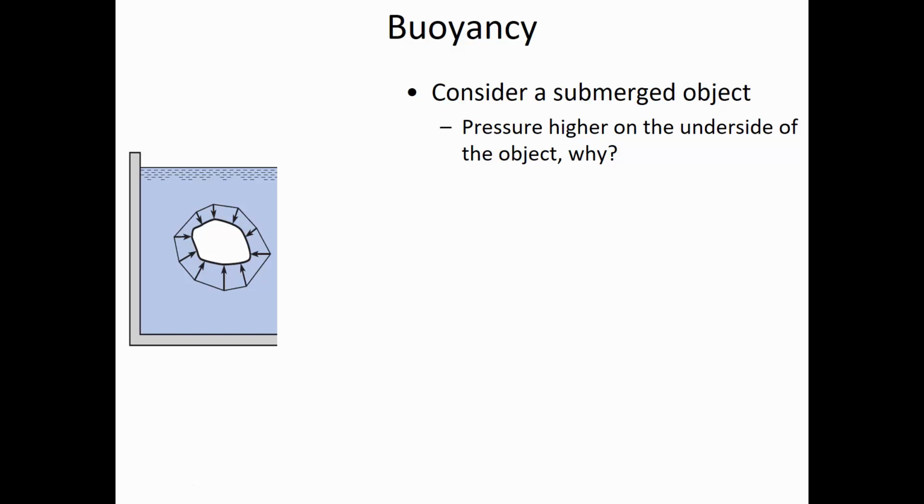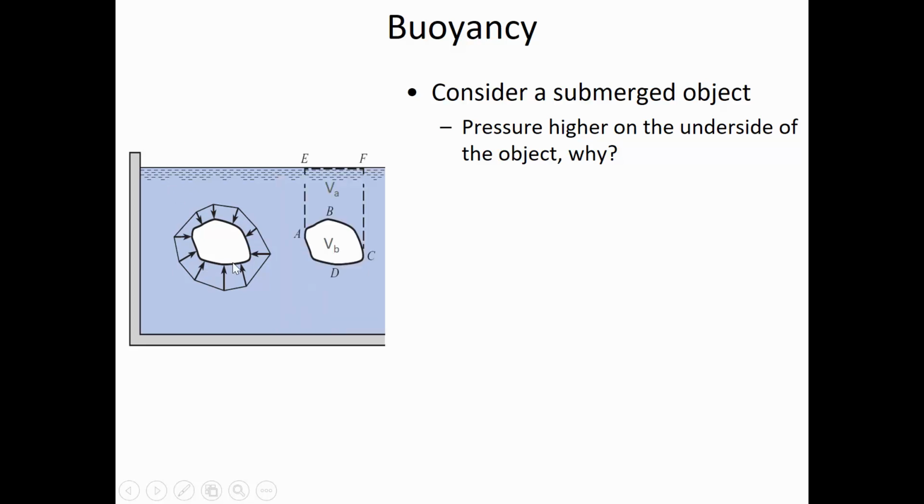Because it's deeper. Farther submerged, right. So the deeper you are, the higher the pressure will be. So the pressure is bigger on the underside than it is on the top side of this irregularly shaped submerged object. Now it would be tough for us to calculate the pressure at a certain depth, because what depth would we use? Like, this is irregularly shaped.